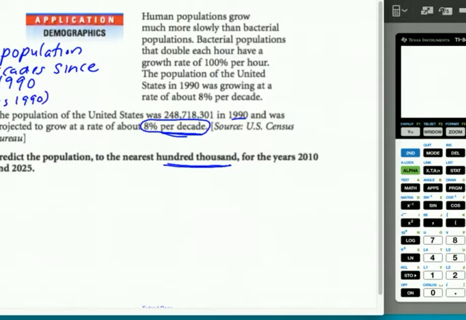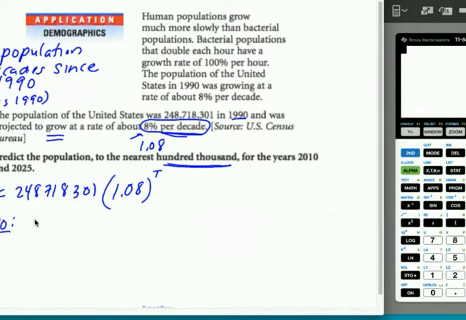All right, so the way this is going to look, I'm going to get that the population with respect to time, so P of T, is going to be this crazy, giant, huge number, times my multiplier. Well, I'm growing 8, so it's a growth rate of 8% per decade. So my multiplier is 1.08 because it's the 100% of the population that exists plus the 0.08 that I'm gaining for the 8%. So 1.08, and then my exponent is T in decades, right? So what I'm being asked to find is 2010. Well, 2010 is 2 decades after 1990, right? It's 20 years, that's 2 decades.